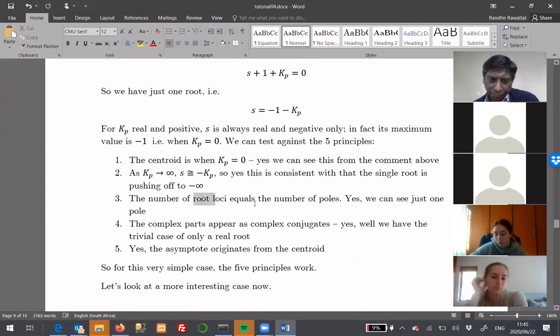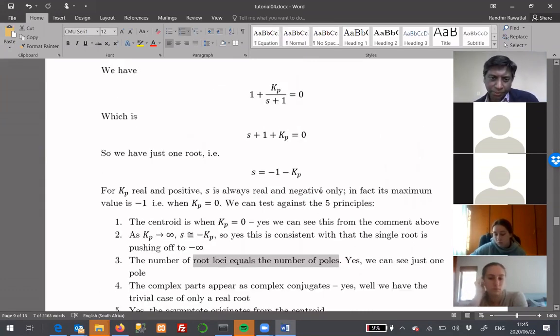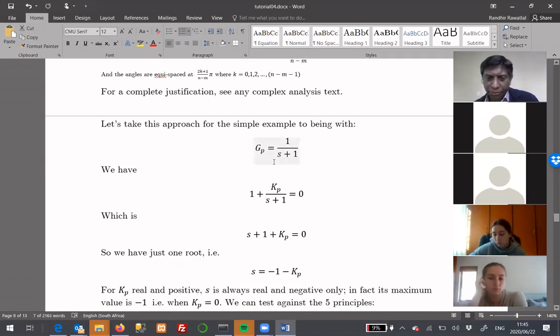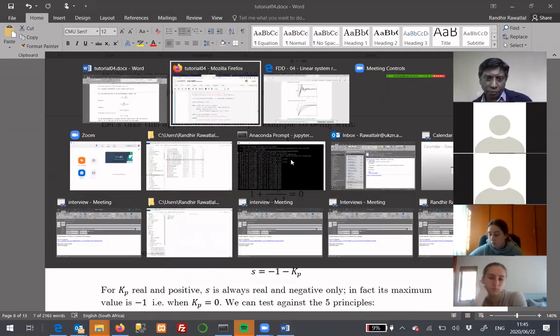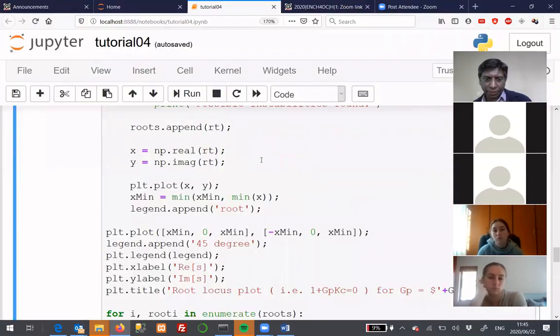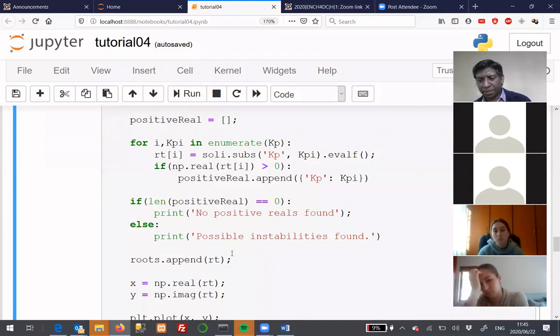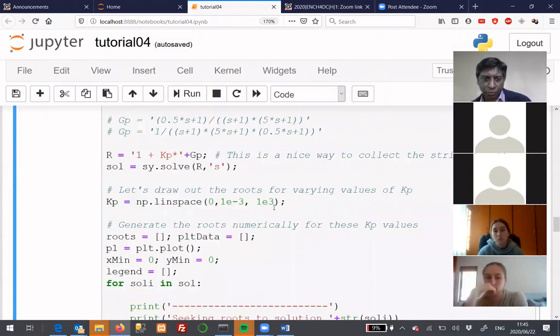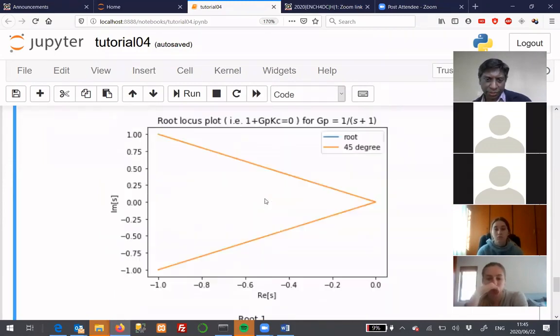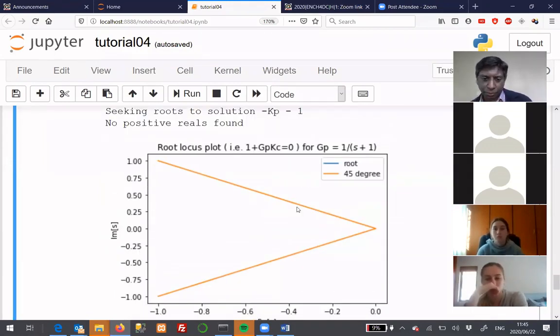And then the number of loci equals the number of poles. In this case, we have just one pole, right? There's just one solution to this denominator. And so we've got just one root that will appear. You can think of this code as being the experiment that you can use to verify what we are saying. When you run this, you'll find just the one solution pointing out.